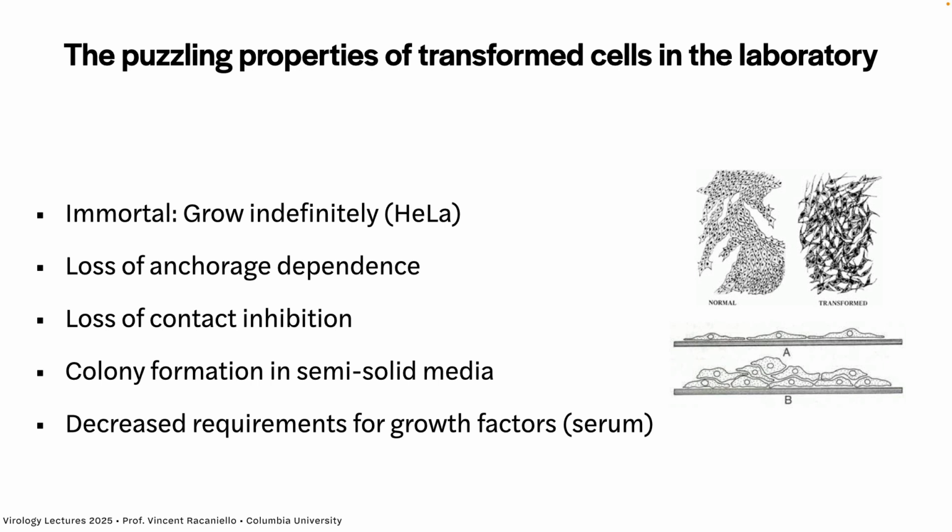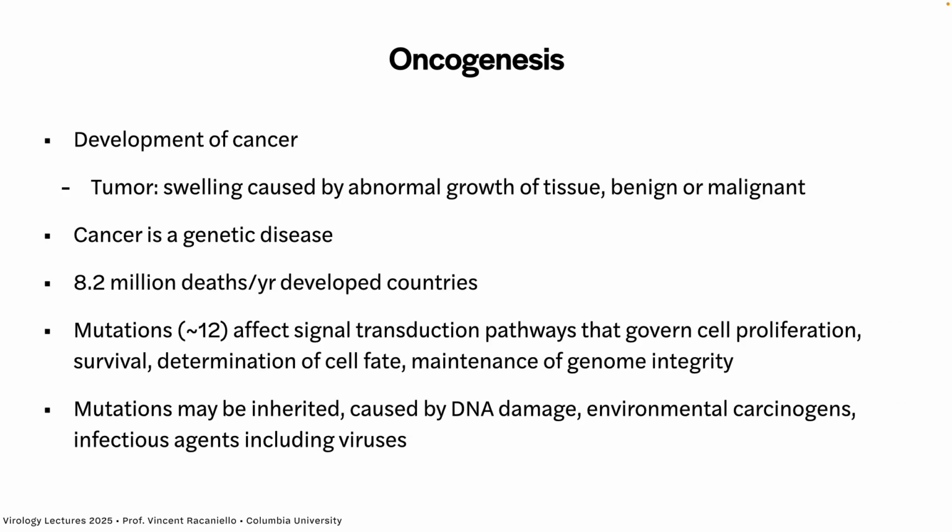And finally, transformed cells have decreased requirements for growth factors. Now, the reason you put serum on cells in culture, the medium has like 5 to 10% serum, is because serum is rich in growth factors. And normal cells need that to divide. But transformed cells have reduced requirements for growth factors. All right, so those are the differences between normal and transformed cells.